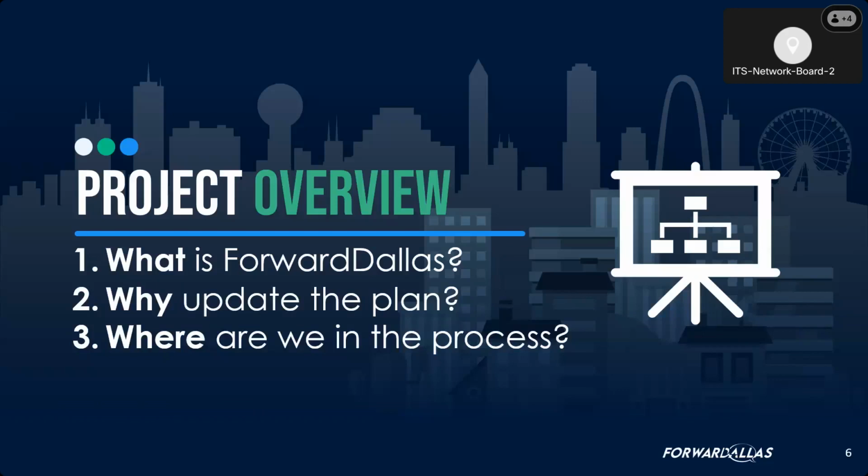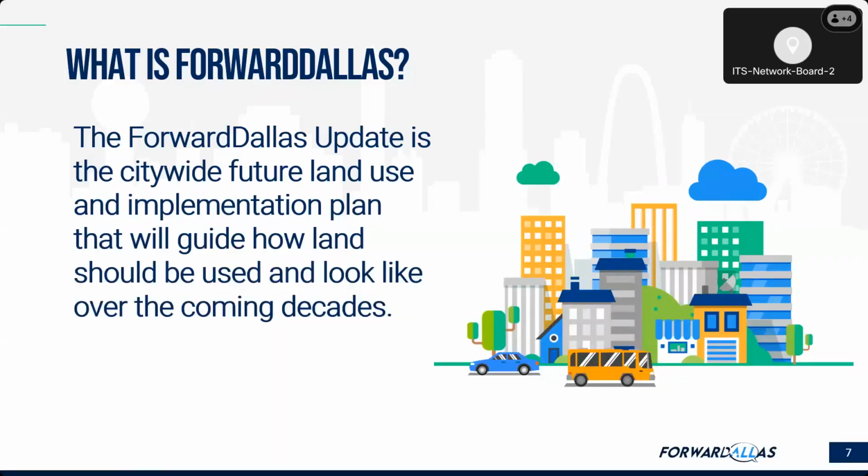So, overview, I just want to talk about what ForwardDallas is, why we're updating the plan, and the priorities process. ForwardDallas is the future land use plan for the city, which guides development and how the city should look. It's important to note that 20 years ago, when we had the first comprehensive land use plan, there were a few things that were good about that plan.